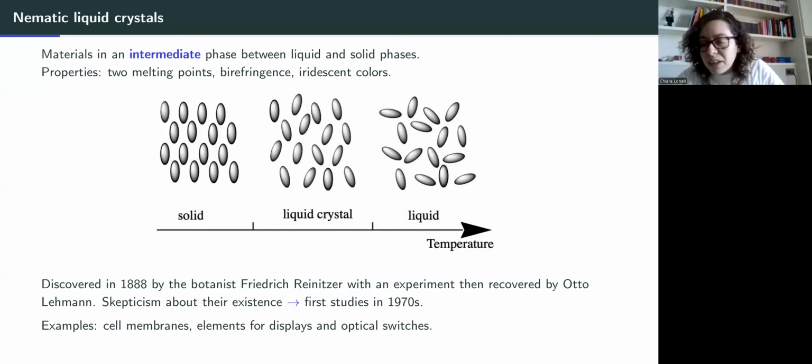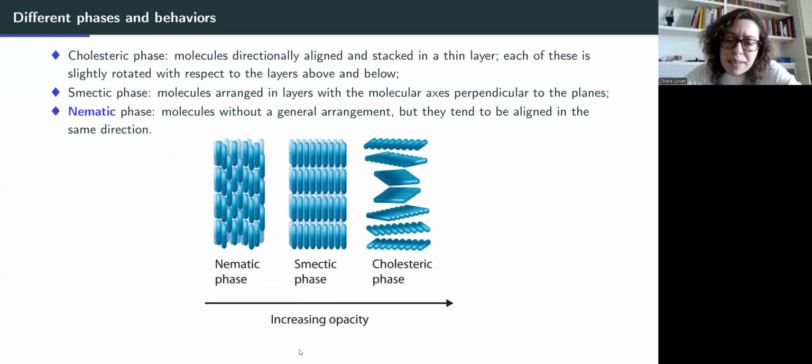Liquid crystals can present different phases. In particular, these are the three most common: the cholesteric phase, the smectic phase, and the nematic phase. The cholesteric phase, as you can see here, is characterized by the fact that the molecules are stacked in different planes. The longest molecular axis lies in this plane, and all the planes are slightly rotated with respect to one another. In the smectic phase, again, the molecules are stacked in planes, but the molecular axis is perpendicular to the plane.